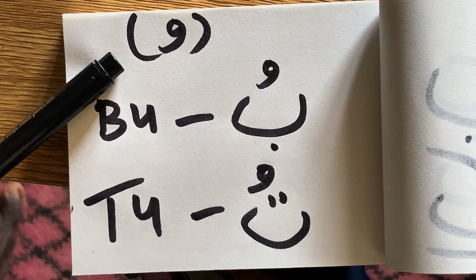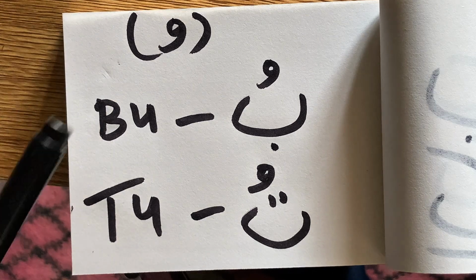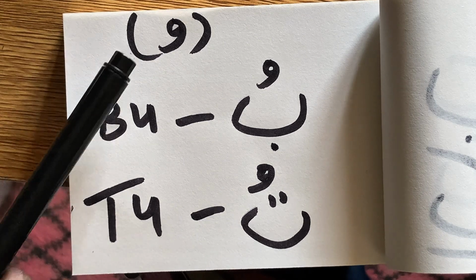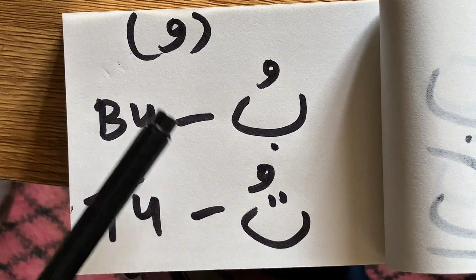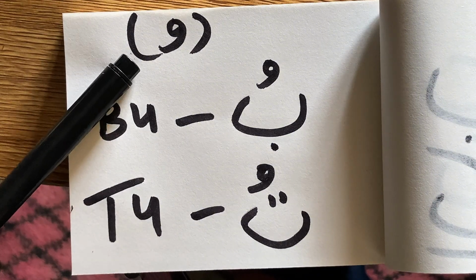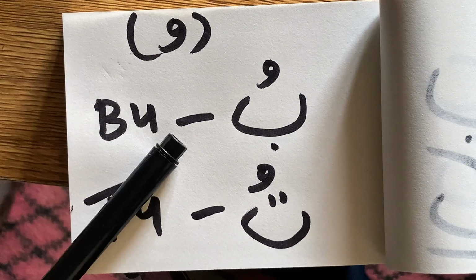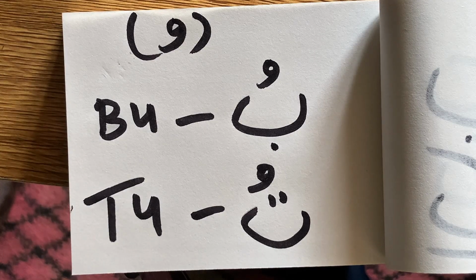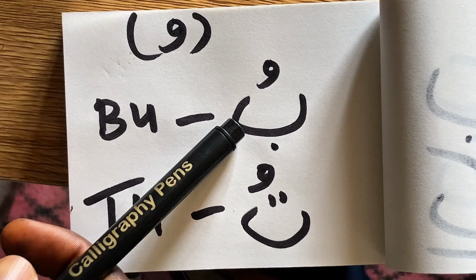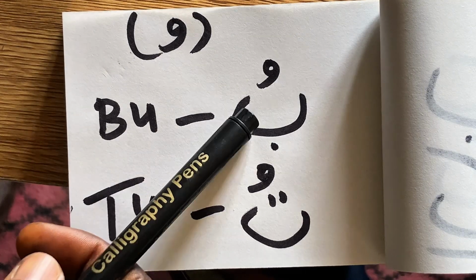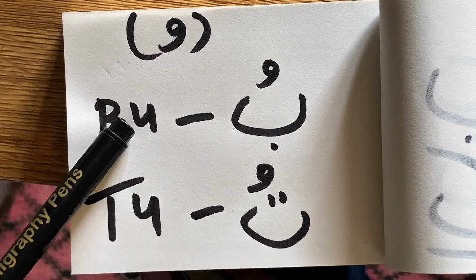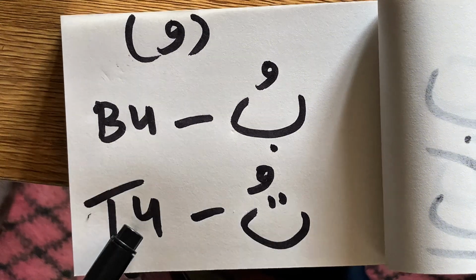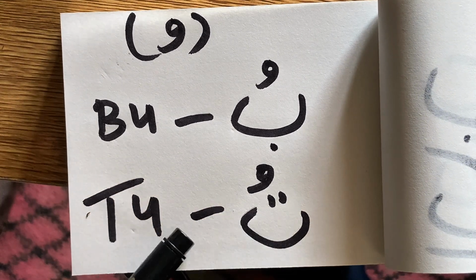Here is Dammah in this category. Dammah makes the sound U. When a letter has Dammah, round your lips and say U. Ba'un Dammah, bu. You can see it here. Ta'un Dammah, tu.